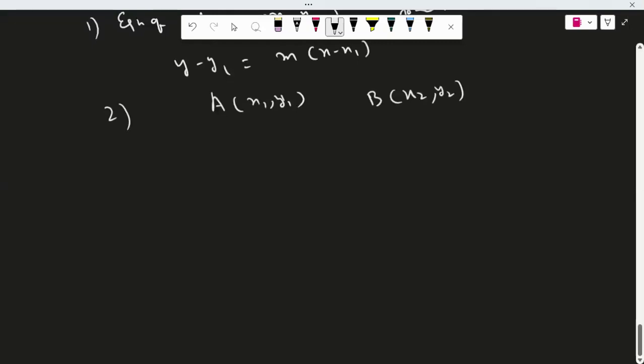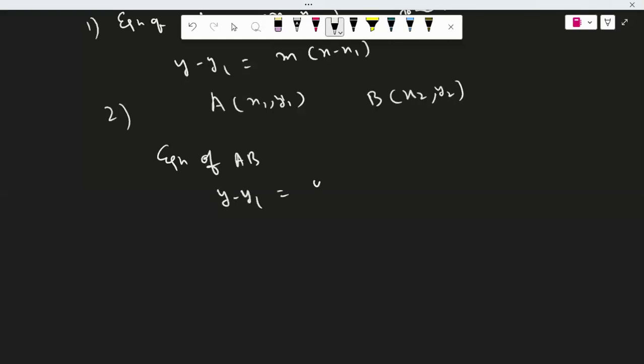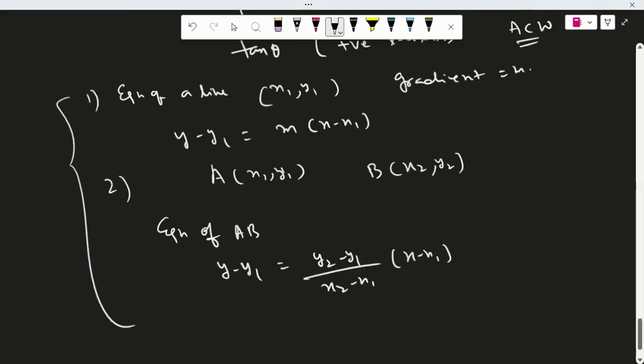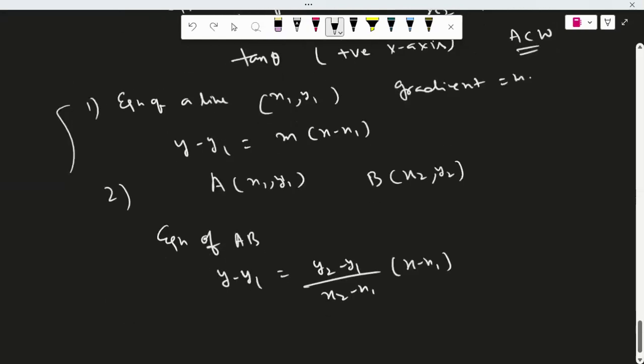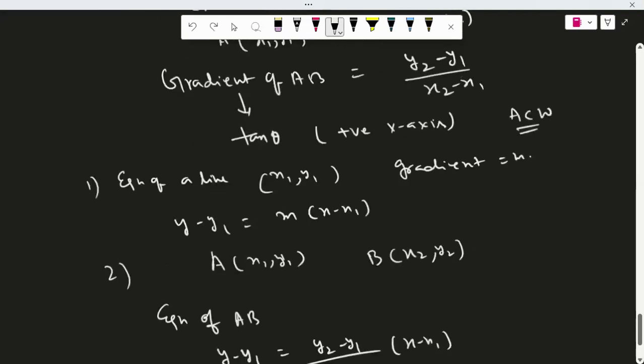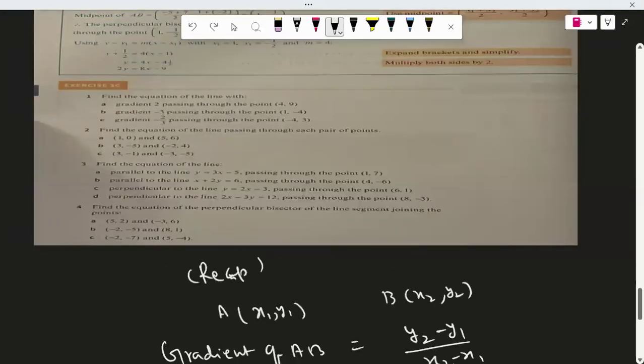So if 2 points are given, then the equation of line AB will be y minus y1 equals (y2 minus y1) over (x2 minus x1) into (x minus x1). So these two formulas we are going to use to find the equation of a line. Now coming to question number 1.